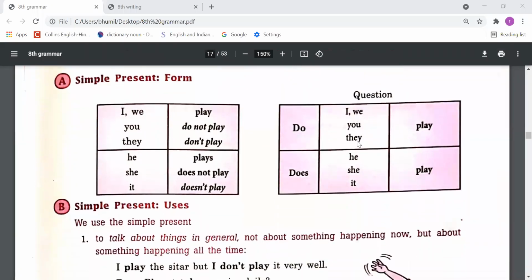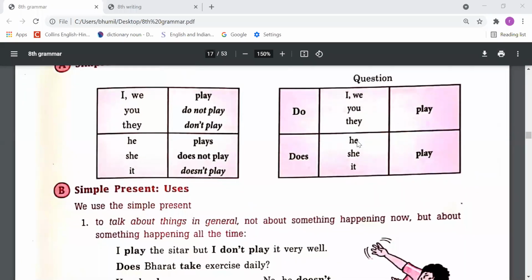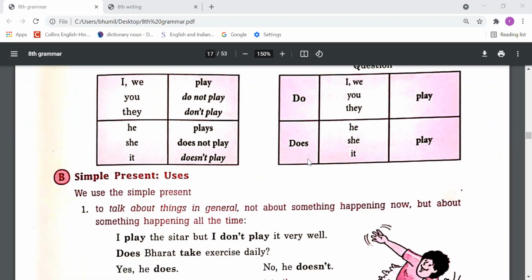And when our sentence is interrogative, meaning a sentence in which we ask a question, in that case, first of all, we need to use auxiliary verbs. And the auxiliary verbs for this tense are do and does. So first of all, we need to use either does or do according to our subject, then the root form, right? This is the formation of simple present tense.